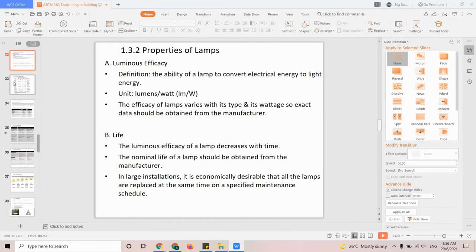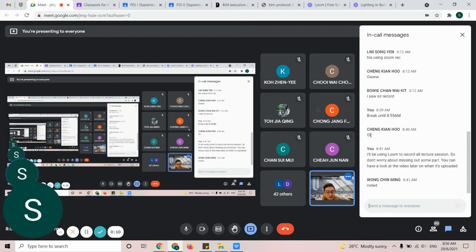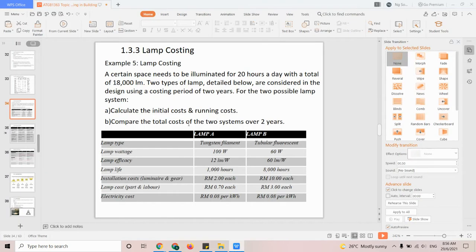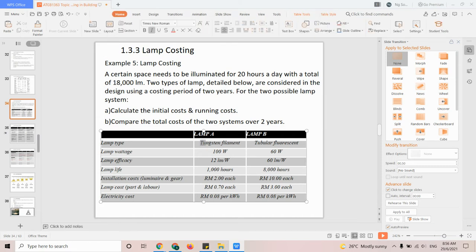Okay, so on to part three of our lamp costing. So this is example 5 on lamp costing. These examples will showcase the selection of two different types of lamp. Mainly lamp A, which is the tungsten filament, and lamp B, which is the fluorescent tube.